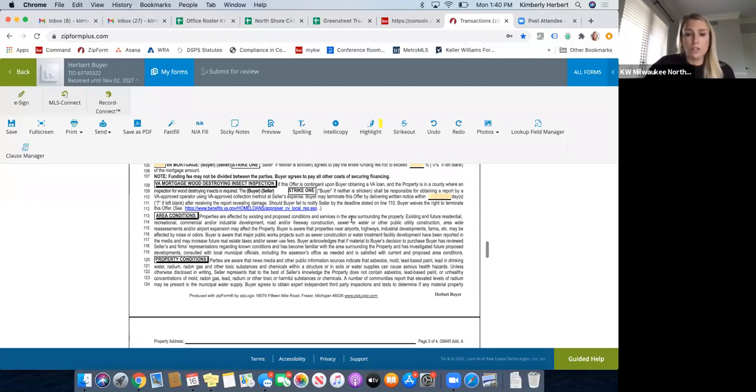All right, the next few sections are more disclosures. So area conditions, just talking about if the property is in an area where existing and future residential, recreational, commercial, and or industrial development, road and or freeway construction, sewer or water, other public utility construction, area-wide reassessments, and or airport expansion may affect the property. Just an acknowledgement to the buyer that they're aware, if it's near an airport, highway, industrial development, farms, it may be affected by noise or odors.